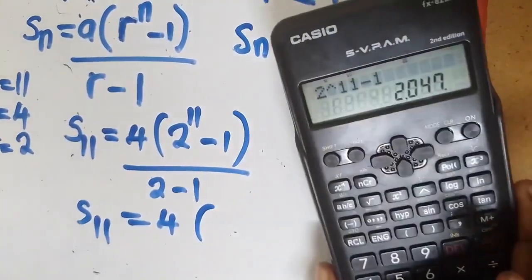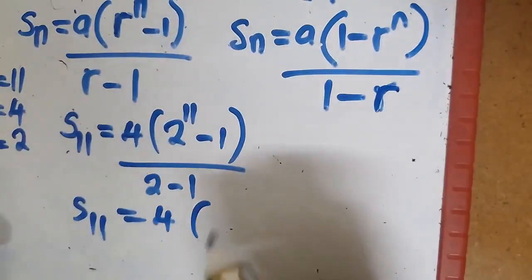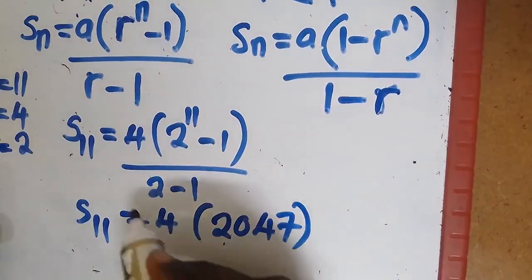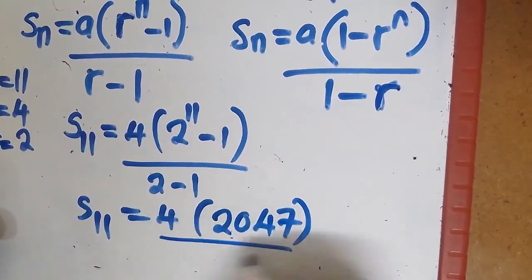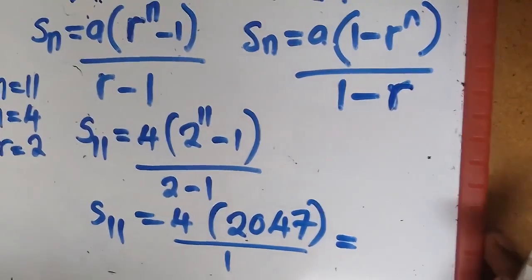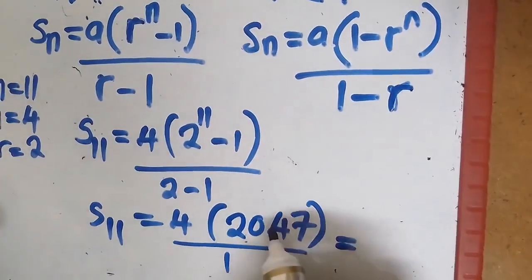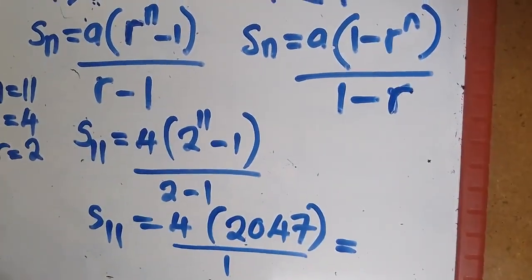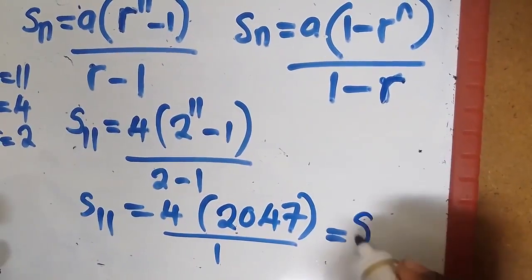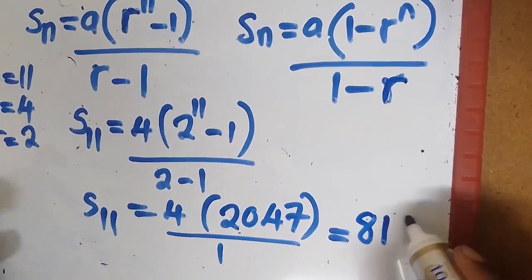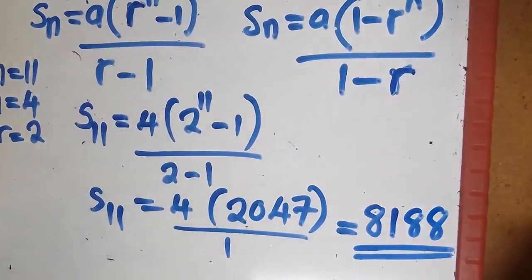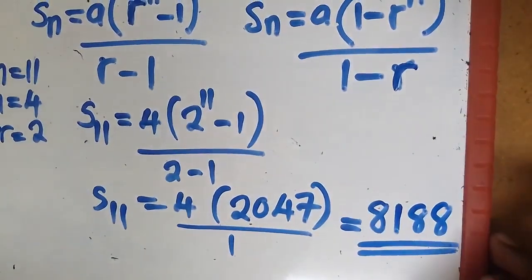You get 2044. So 2044. You get that one. Here you've got a 1 over 1. 1 is nothing, nothing will change. Then you say this number now multiplied by 4. What is the answer? 8188. This is the answer that you are going to find. So this is how we get to the answer.